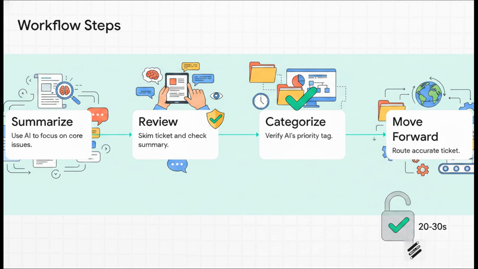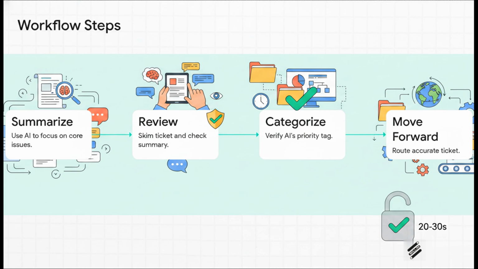Step 1, let the AI generate the summary, have it grab the core issue and context. Step 2, and seriously, this is non-negotiable, review that summary. Just quickly skim the original ticket and ask yourself, did the AI miss anything? Step 3, verify the AI suggested category. And Step 4, only then do you hit send or route the ticket.